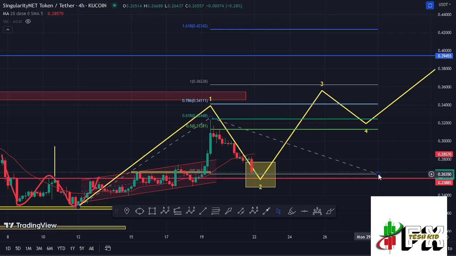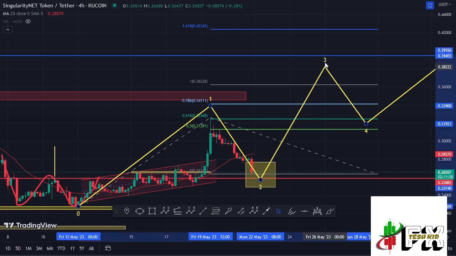And for now, I don't want to confirm that we have seen the low for this second wave, but those will be my target areas once we confirm that the low for that second wave is in, in the formation of that wave 3 to the upper side.